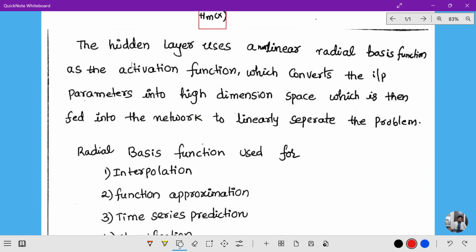Now you see, the hidden layer uses a nonlinear radial basis function, yes, because we are using a multi-layer perceptron. The hidden layer uses a nonlinear radial basis function as an activation function, which converts input parameters into a high dimension space, which is then fed to the network to linearly separate the problem. So when the data is non-linear, we use the radial basis function to convert that data into a linearly separable problem.